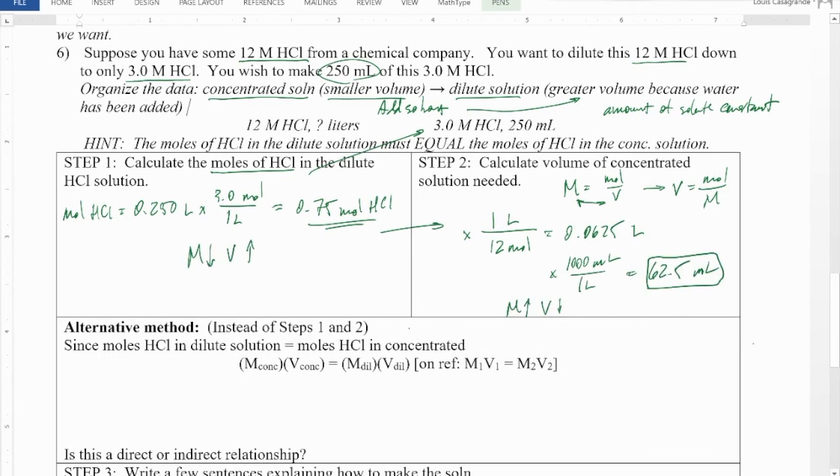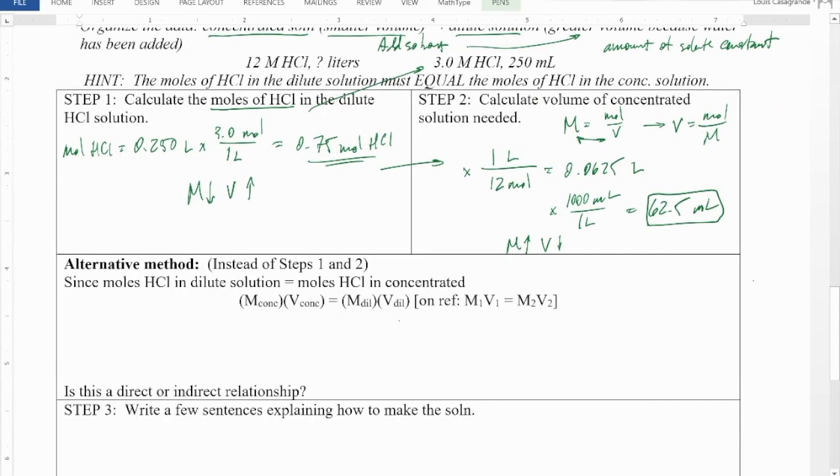And this is an inverse relationship, which we have seen before. The other way of doing this, and this is another equation that's on your reference charts, is to, as I said, remember that the moles of each are equal. And since moles is equal to molarity times volume, we're just going to set the moles of the concentrated solution times its volume equal to the moles of the dilute solution times its volume as well.